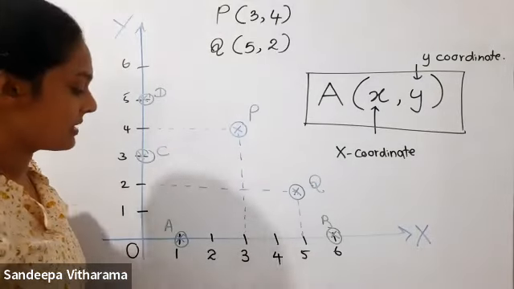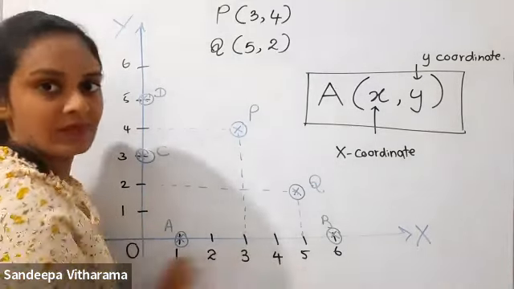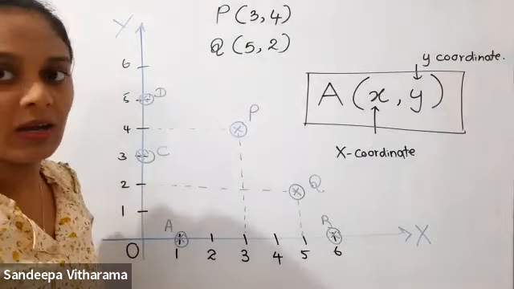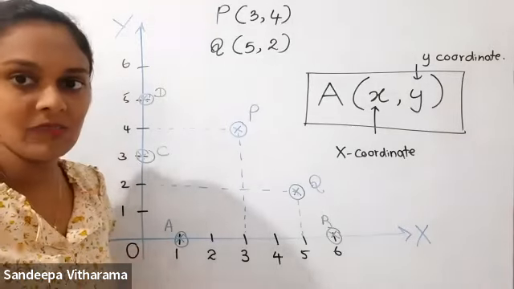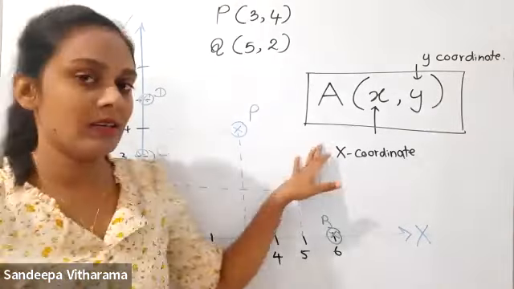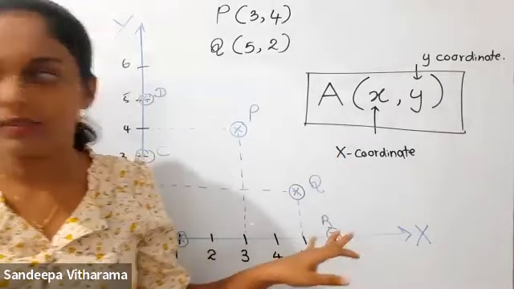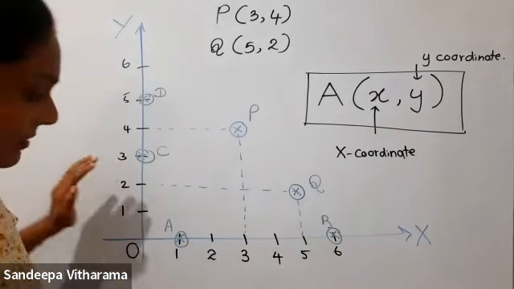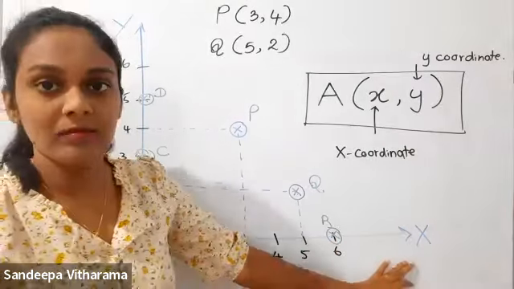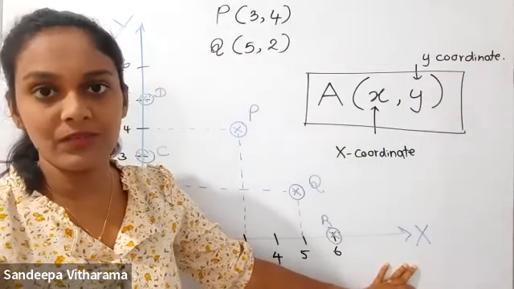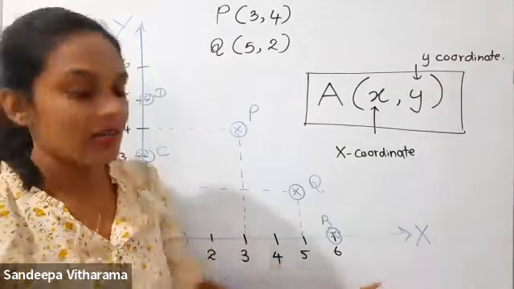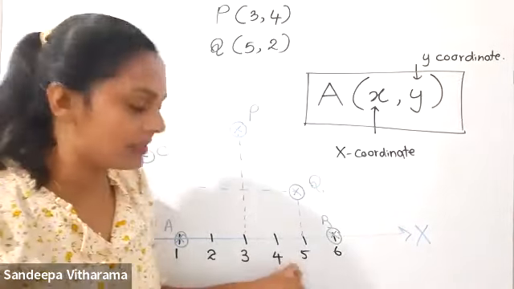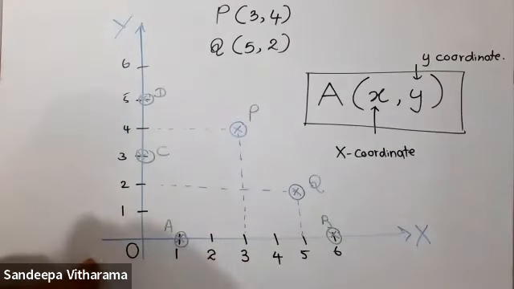You can see A and B lie on the x-axis, and C and D lie on the y-axis. Remember that when we write the coordinates of a point which lies on the x-axis, the y-coordinate becomes 0. Always only the x-coordinate is there. The y-coordinate is 0.